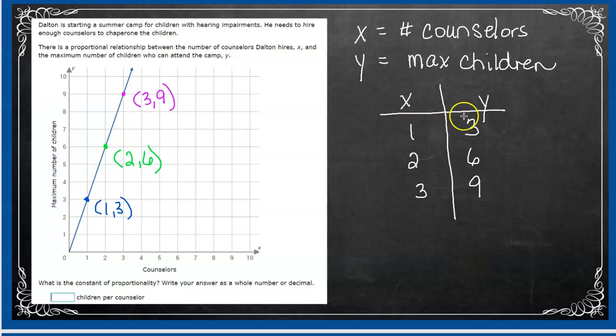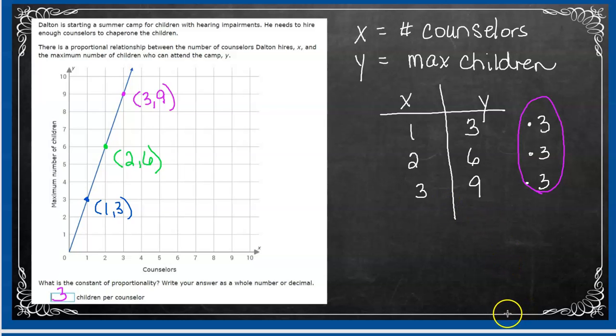So 1 times 3 is 3, so I'm multiplying times 3 here. 2 times 3 is 6, and 3 times 3 is 9, so times 3 there too. They're asking, what is the constant of proportionality? The constant of proportionality is whatever you're multiplying times x to get y, so that would be 3 children per counselor.